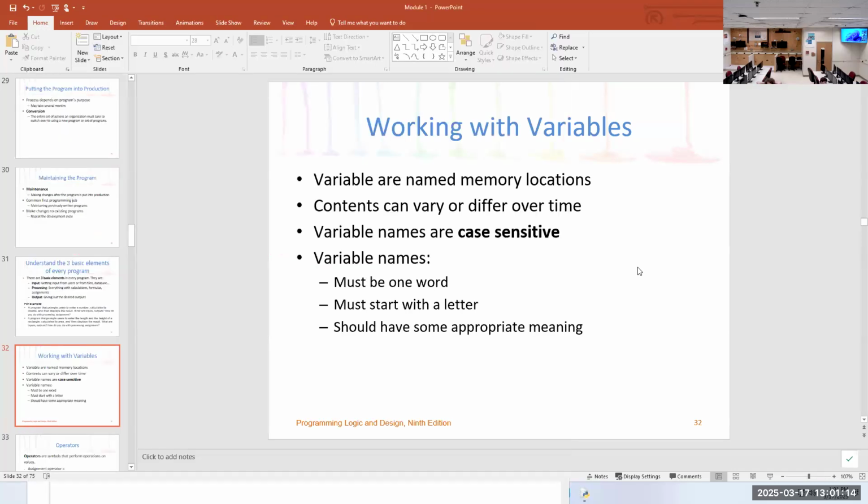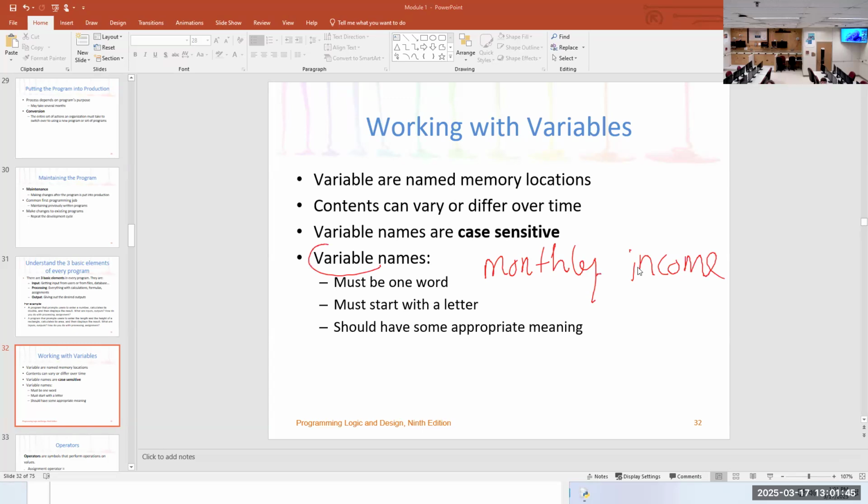And you have some specific rules about the variable name. It must be one word only. So think about this: I'm asking you to get the monthly income from the user, and you store it into monthly income with a space. It will not accept it because you have the space. So make sure that when you use a variable, it's one word only.